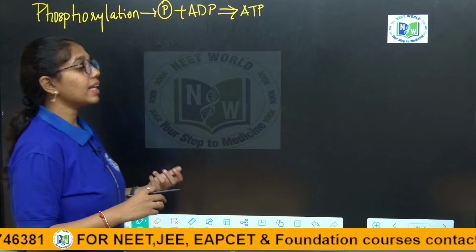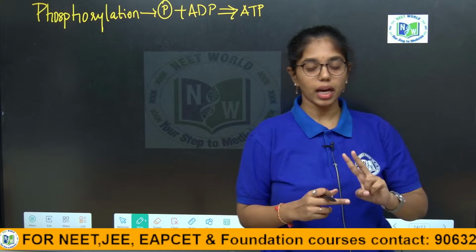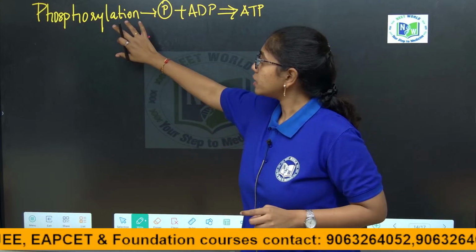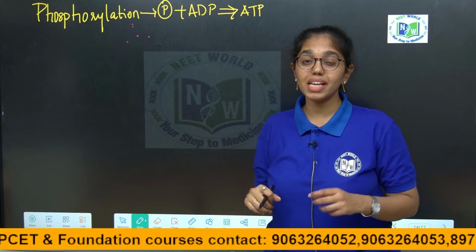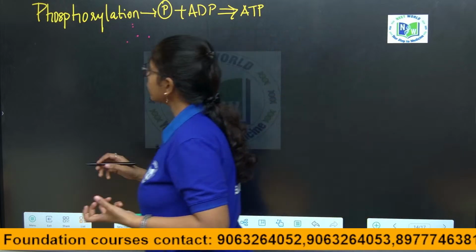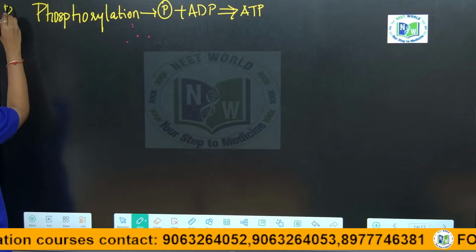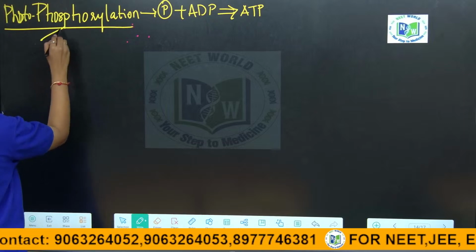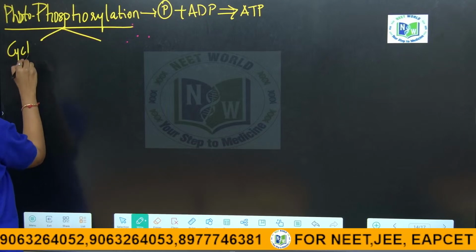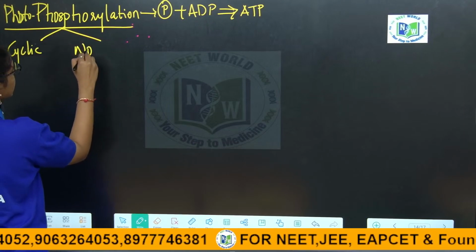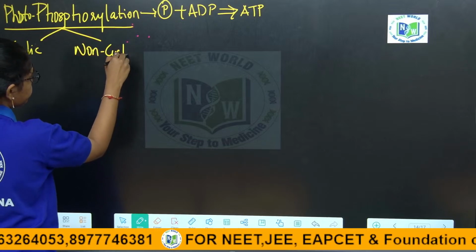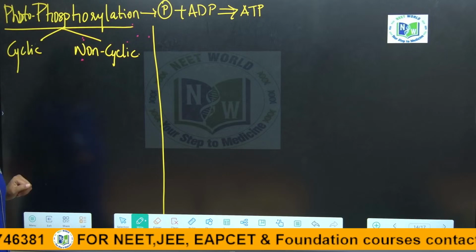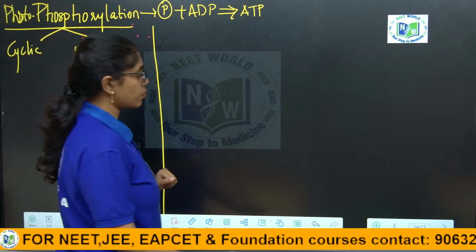So, phosphorylation you can see in two organelles: one is the chloroplast and the other is the mitochondria. In the chloroplast, the phosphorylation taking place is under sunlight, so it is called photophosphorylation. This is of two types, cyclic photophosphorylation and non-cyclic photophosphorylation. First let us understand non-cyclic photophosphorylation.